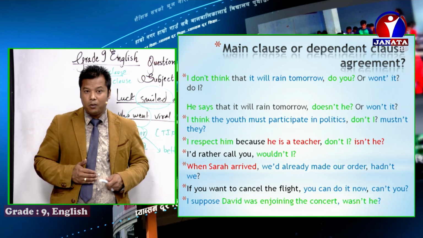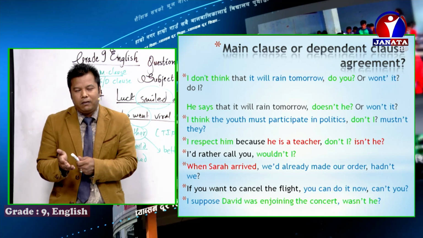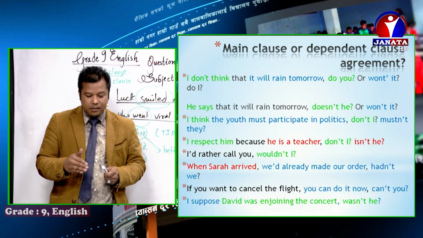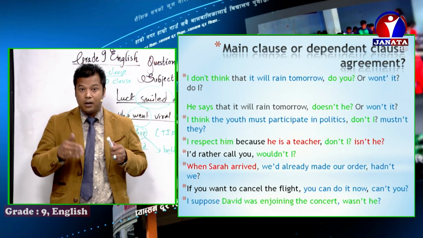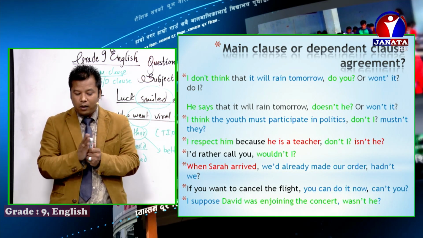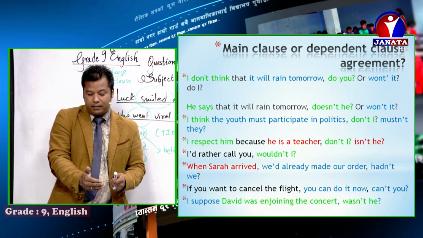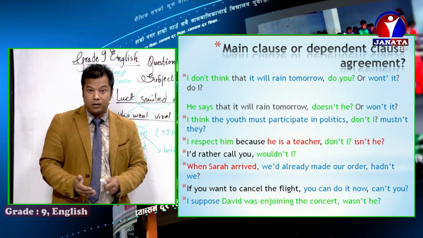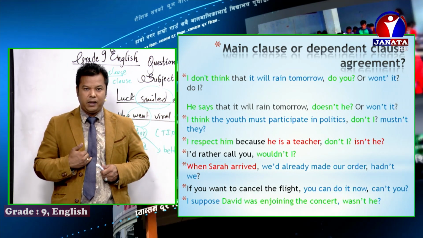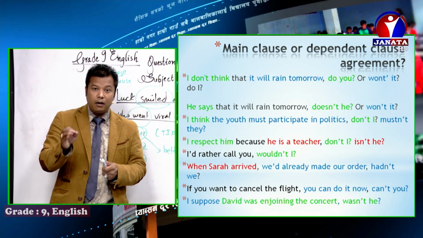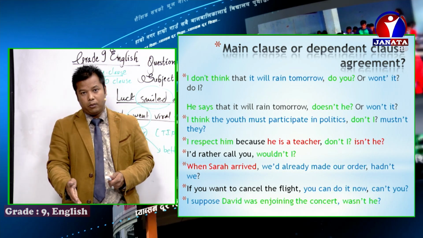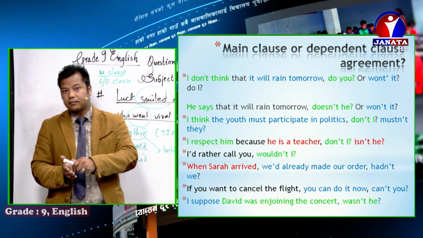And the last one, I suppose, is similar to I think, I don't think, I imagine, I fancy, I am wondering, whatever you say. I suppose David was enjoying the concert. Now, what is the main idea here? Is it the supposition? Or you're talking about something that David was doing, like David was enjoying the concert, because this is the primary focus I am giving as a speaker. I would want you to agree or disagree with this. So I will make the tag accordingly, and that is, wasn't he?